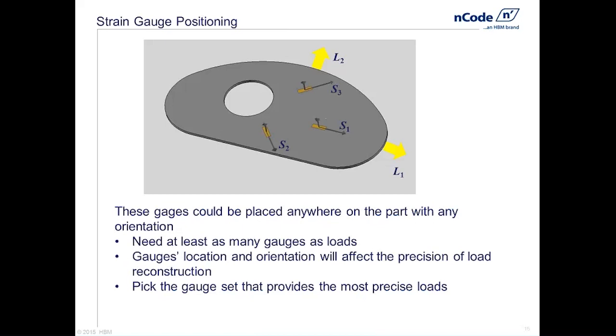So these gauges could really be placed anywhere on the part, in any orientation, but optimally speaking, there's probably some locations that are better than others, and orientations that are better than others. So we call this the strain gauge positioning part of this exercise. So we need at least as many gauges as we have degrees of freedom of loading. The orientation and location will affect the precision of our calculation. So we need then a method of picking a gauge set, orientations and locations, that will be most precise in its ability to calculate load.